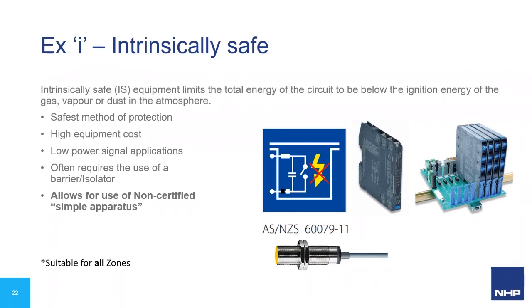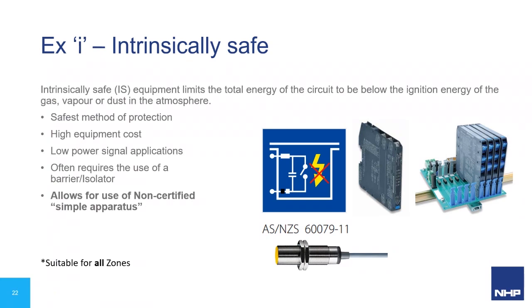The great thing though is that Ex i can be used with non-certified simple apparatus in the field and keep it safe. So this would be things like push buttons, switches, thermistors, limit switches, pretty much anything that doesn't store energy or has a very low and known capacitance and inductance. So for example, you could put a regular non-Ex push button station in a hazardous area via an intrinsically safe barrier and not have to worry about having to get an Ex e or d enclosure system and follow all the special requirements for glands, cabling and maintenance, etc.